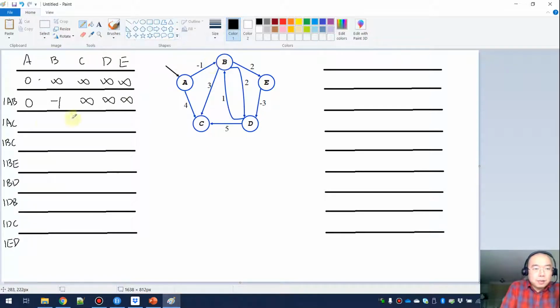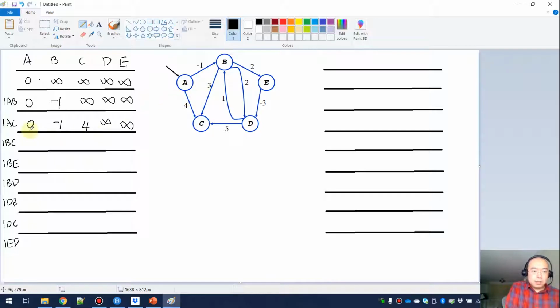So let's continue. For the next one, I'm going to visit AC. AC is 4 here. So this means the cost to get to A is 0, and if we take the edge A to C, we can get to C with a cost of 4, right? Okay, and we don't know how to get to D and E yet, and then we move on. The next edge will be BC.